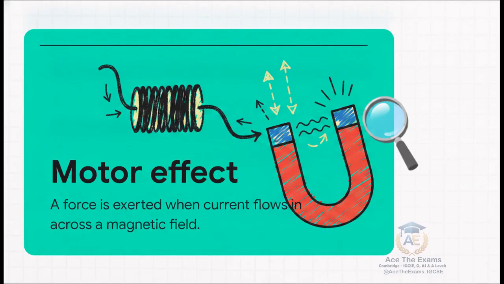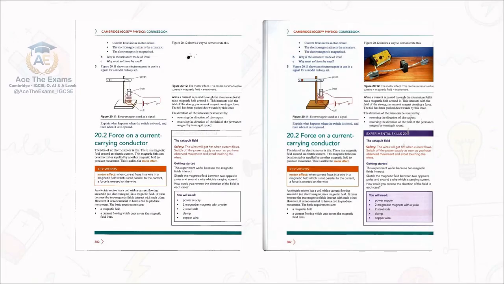This definition right here is a prime target for a 2-mark recall question. Don't overcomplicate it like Alex does, just state the specific conditions: current flowing, in a magnetic field, not parallel. Bam, full marks. All right, it's time for our first interactive workshop challenge. I call this the data scan.